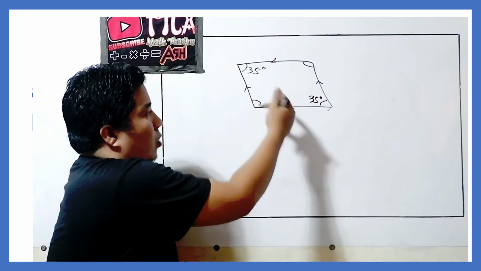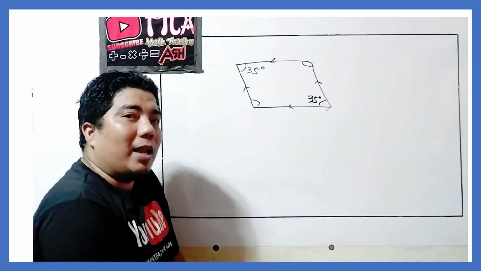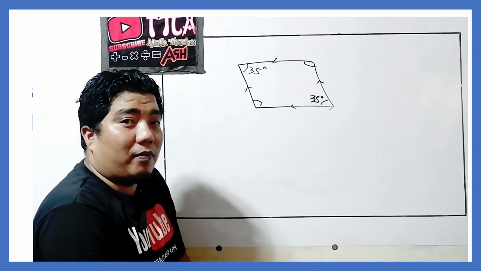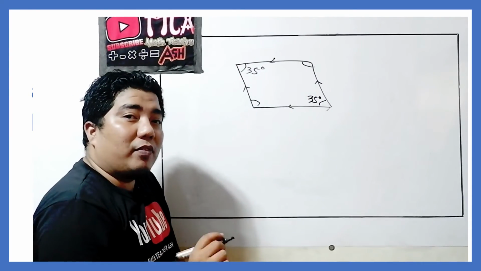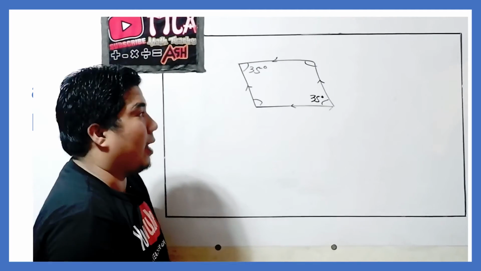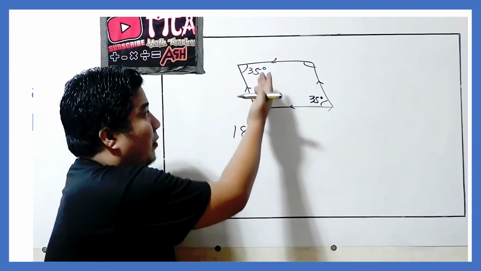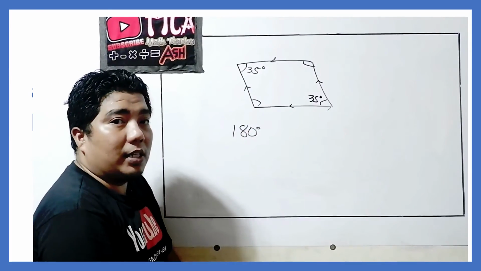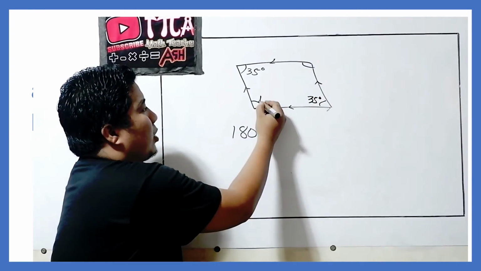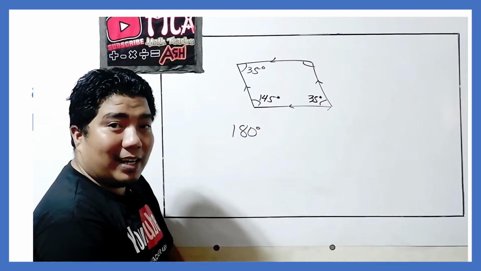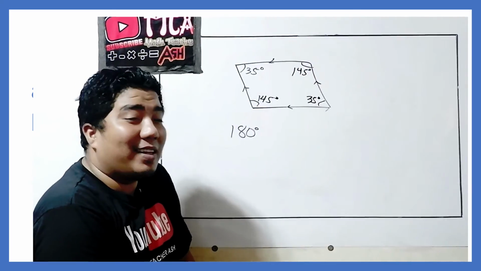And these two here, or these two here, are known as the consecutive angles. According to the properties of a parallelogram, consecutive angles in a parallelogram are supplementary. So when we say supplementary, the total measurement is 180 degrees. So if you have 35 degrees, what is needed in order for it to have a total of 180 degrees? Then it needs to have 145 degrees. So of course, if this is 145, this is also 145 degrees.